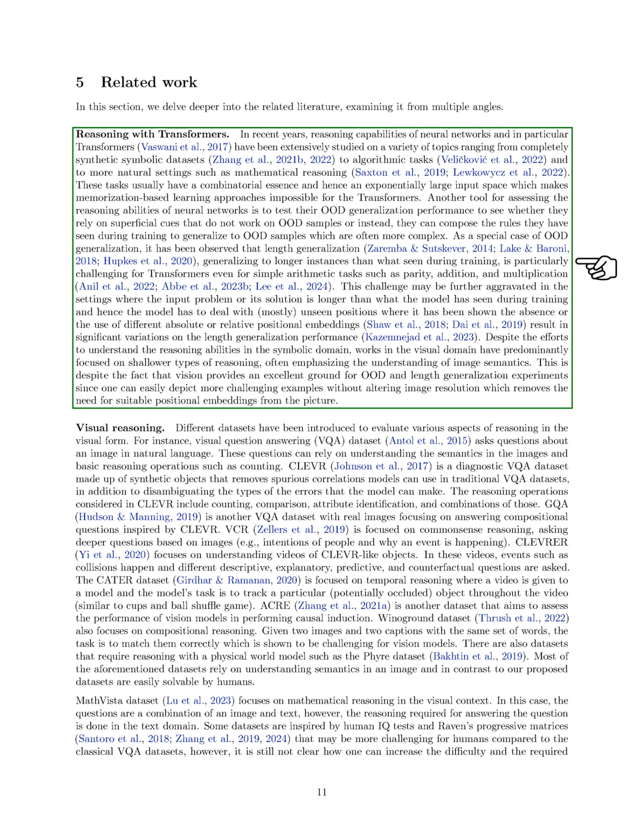To evaluate the reasoning abilities of neural networks, we can test their OOD generalization performance, determining if they rely on superficial cues or can apply learned rules to more complex OOD samples. A specific challenge in OOD generalization is length generalization, where models struggle to generalize to longer instances than those seen during training, even in simple arithmetic tasks. This difficulty increases when the input or solution length exceeds what the model has encountered, leading to significant variations in performance based on the use of different positional embeddings.